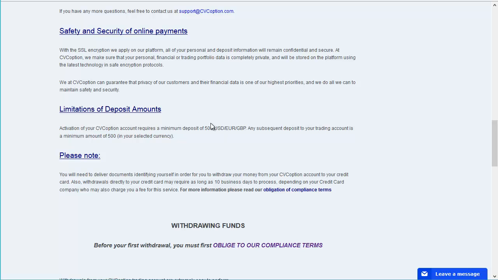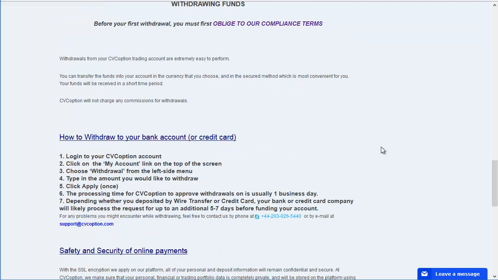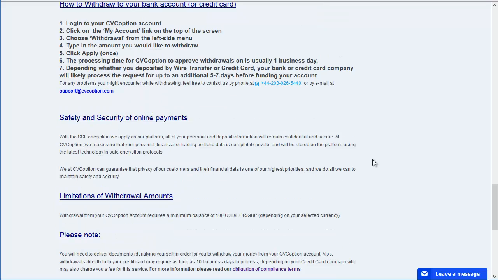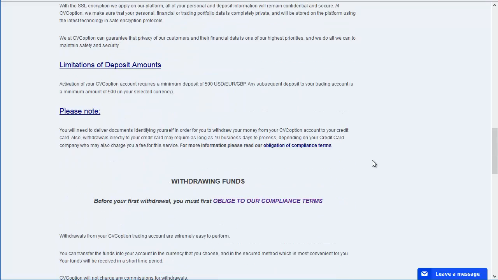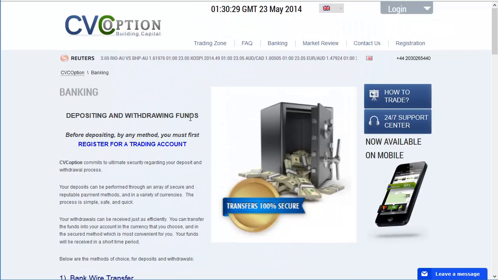Limitation of deposit amounts has to be at least 500 units. You have 3 different currencies to pick from, either the dollar, the euro, or the pound, to fund your account. And then that way you can see that it is a fairly small deposit to get involved. You withdraw, it goes right back to your credit card or your bank card, however you use it, wire, etc. And as a result, it's one route in, one route out, and that's pretty typical these days. Nonetheless, this is a varied broker that allows a lot of different trading possibilities, so certainly is one to watch.